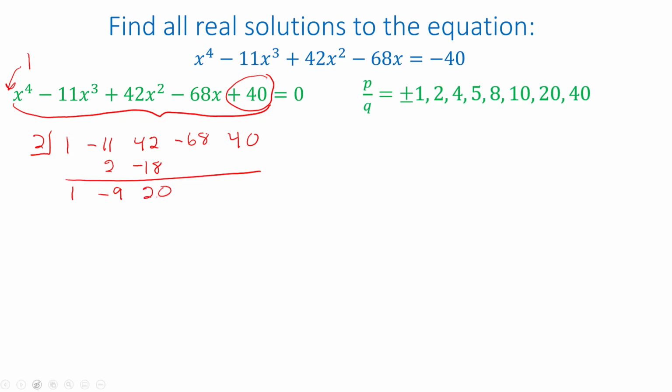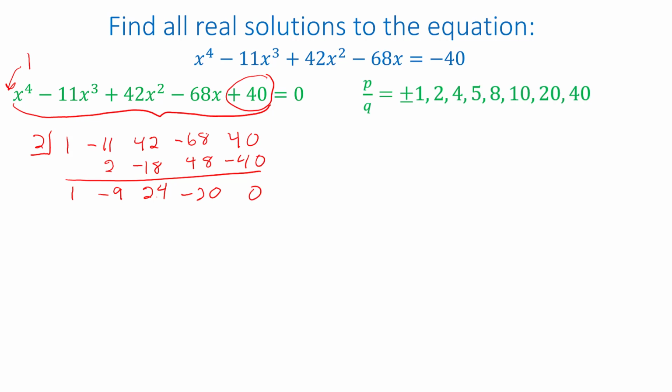Whoops. Wrote that number wrong. 24. And then we have negative 20. And we end up with a remainder of 0.